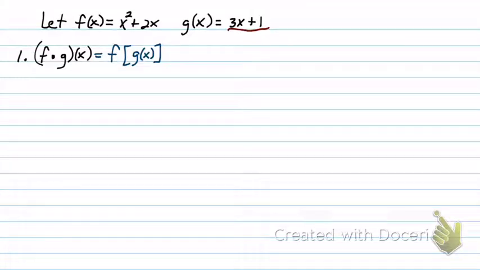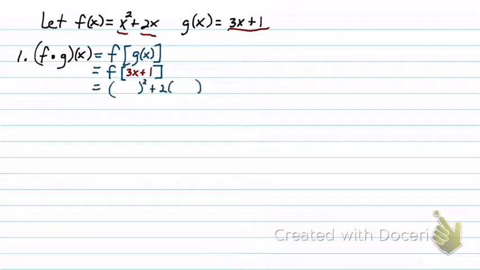So this becomes f of 3x plus 1. So we're going to plug 3x plus 1 into the f function. Think about what the f function does. It squares your input, and then you add to that twice the input. So I'm going to go ahead and write a shell for that. So again, we're going to square our input and then add 2 times our input. So our input in this problem for the f function is 3x plus 1.